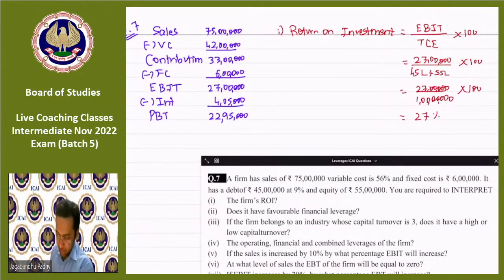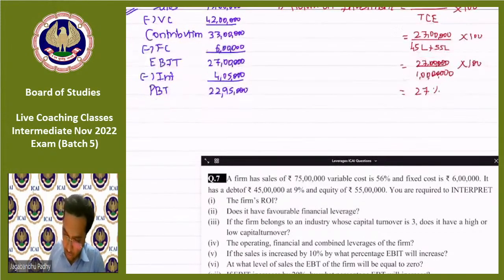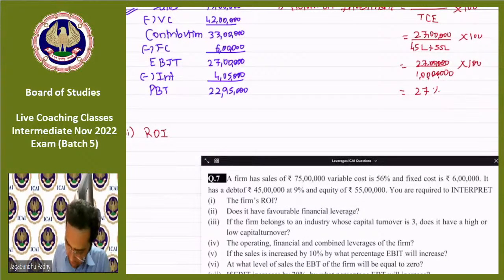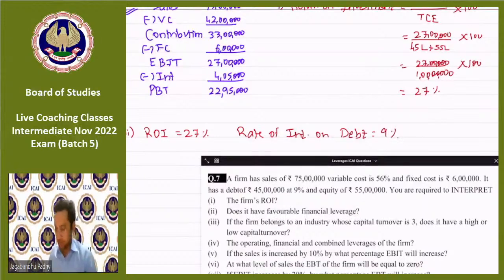Now, the question asks us, does it have a favorable financial leverage? For that, return on investment is 27% and rate of interest on debt is 9%. It means we are raising funds at 9% and we are investing at 27%. Tell me, are we having a favorable situation or an unfavorable situation? Tell me, guys.